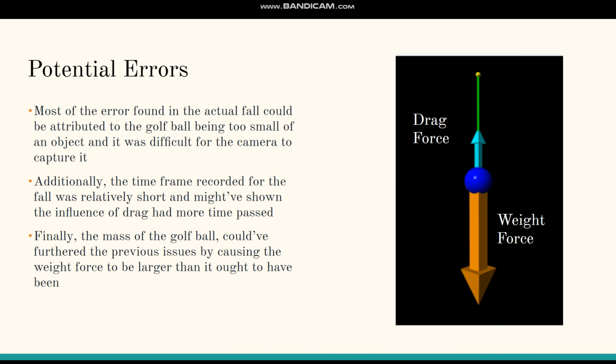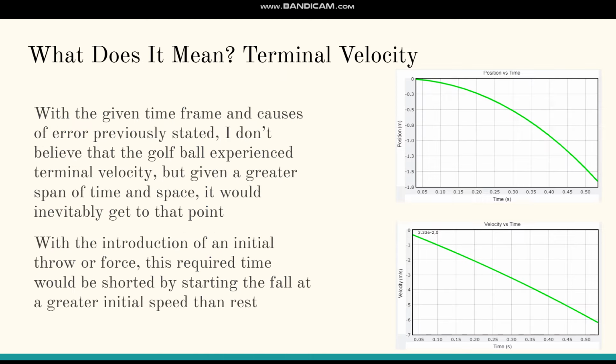So, some potential errors of this experiment. Most of the error found in the actual fall could be attributed to the golf ball being too small of an object, and it was difficult for the camera to capture it. Additionally, the time frame recorded for the fall was relatively short and might have shown the influence of drag had more time passed. Finally, the mass of the golf ball could have furthered the previous issues by causing the weight force to be larger than it ought to have been.